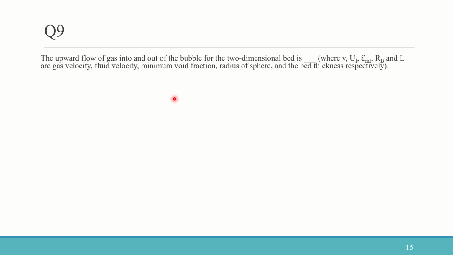Coming back to the question, the upward flow of gas into and out of the bubble for a two-dimensional bed is dash, where V, U, F, epsilon MF, RB and L are gas velocity, fluid velocity, minimum fluidization velocity, radius of sphere and bed thickness respectively. There are two formulae for this particular question, one for a two-dimensional bed and the other for a three-dimensional bed. This question is concerned with the two-dimensional bed.